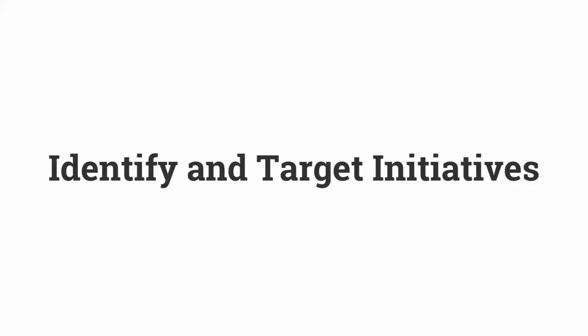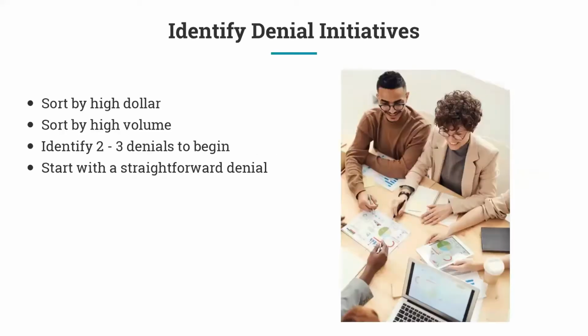Next, we're going to identify and target our initiatives. So now we're going to take a look at our data and see what we can do with it. So I recommend first sorting the data by high dollar. This is important because this is going to get some big cash in the door. However, high dollar denials are typically low in volume. So pick 1 or 2 of those. And then go ahead and sort it by high volume.